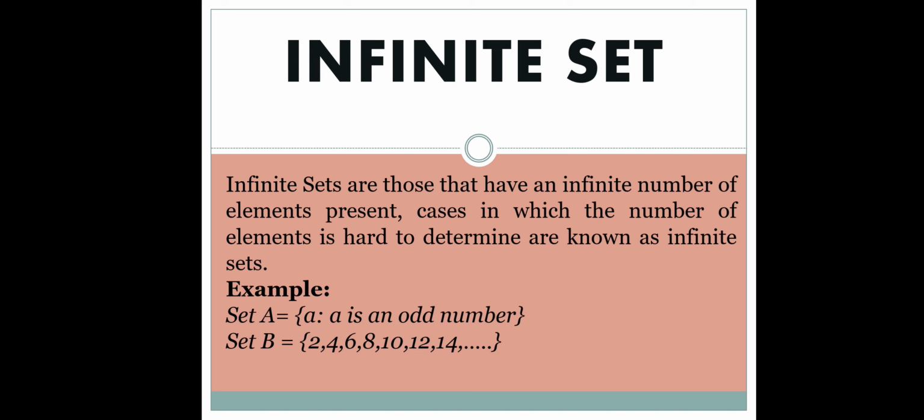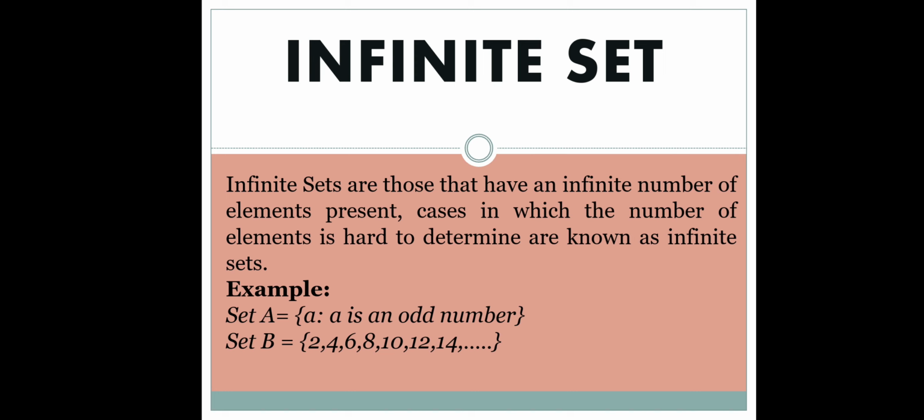Next one is infinite set. It is just the opposite of finite set. Here we cannot determine the number of elements. We cannot clearly count the number of elements. Infinite sets are those that have an infinite number of elements present. So it is too difficult to determine the number of elements. So it is called an infinite set.